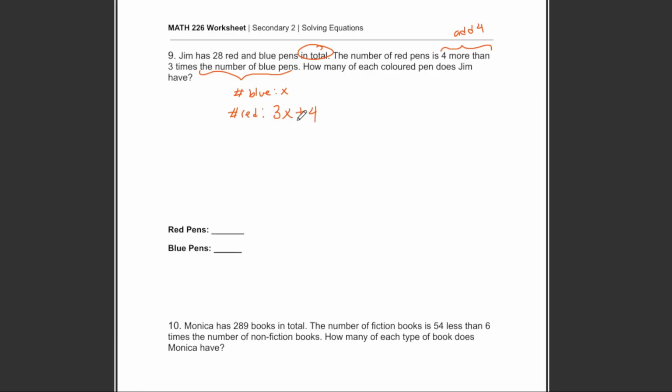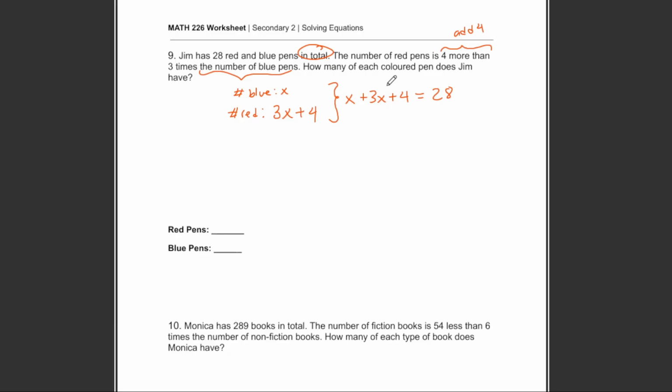So just because this looks fancy, don't do 3x plus 4 equals 28. This is wrong because 3x plus 4 represents the number of red pens, not how many pens he has in total. It doesn't say Jim has 28 red pens. It says he has 28 red and blue pens in total. What is actually equal to 28 is when I add the number of red and blue pens. So x, which is the number of blue pens, plus 3x plus 4, equals 28. This is the number of blue pens, that's the number of red pens.